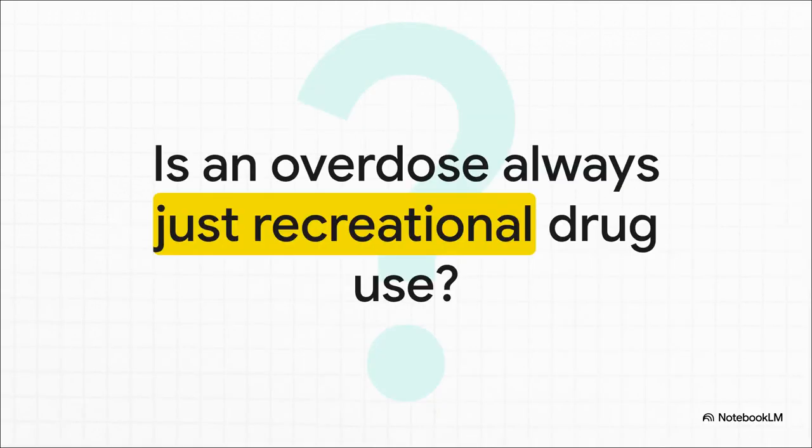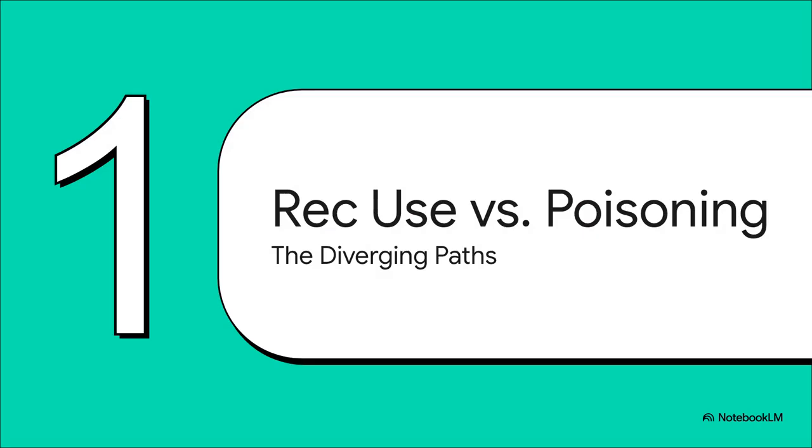Okay, let's dive into this by confronting a major assumption right out of the gate. Is an overdose always just recreational drug use? In the fast-paced environment of healthcare, it is incredibly easy to see a chart detailing an overdose and immediately assume, oh, it's simply a case of recreational use gone wrong. But as medical detectives, we know that assumptions are the enemy of accuracy. The reality is far more nuanced, and getting this distinction wrong, well, it alters the entire clinical narrative of the patient. So let's look at part 1, recreational use versus poisoning, and their diverging paths.